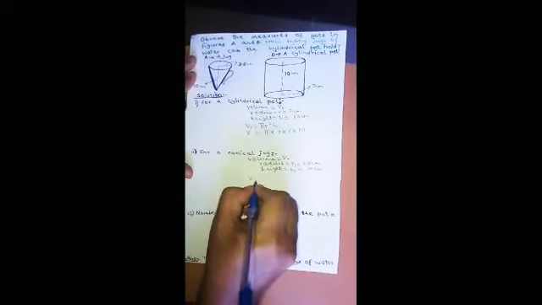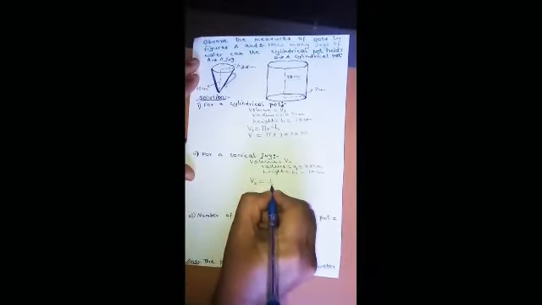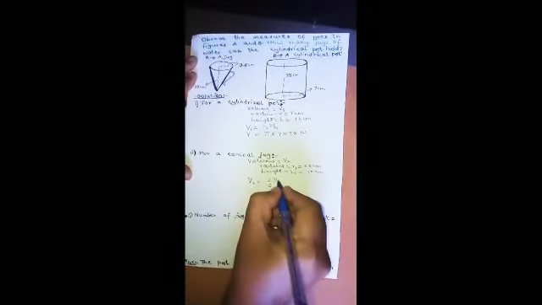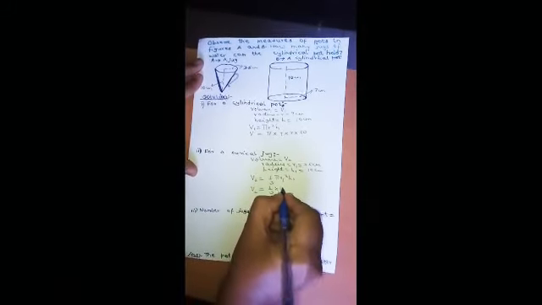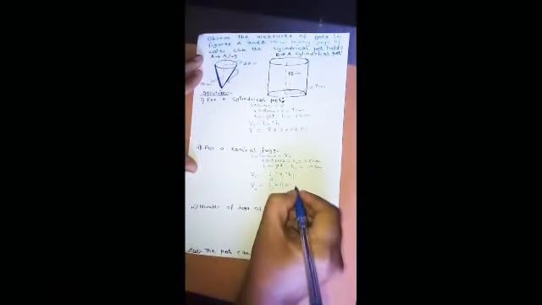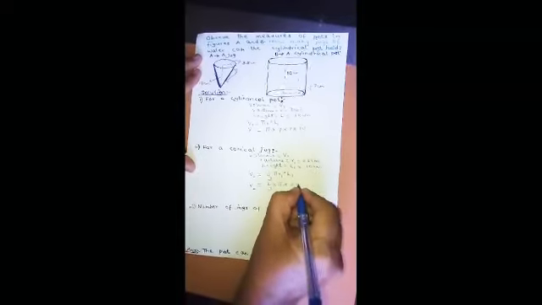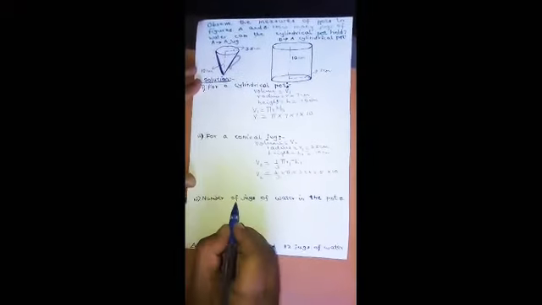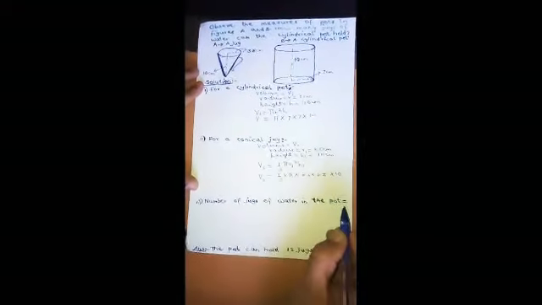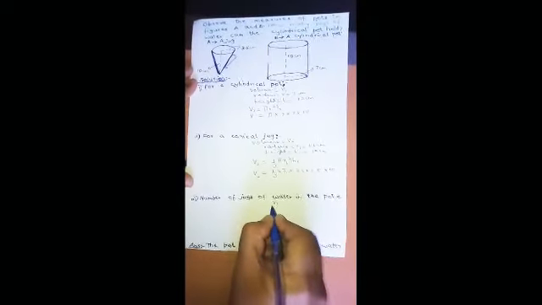Now we know that V2 will be 1 upon 3 pi R1 square H1. So then V2 will be 1 upon 3 into pi into R1, which is 3.5, into 3.5 into 10. In the third step, the number of jugs of water in the pot will be equal to V1 upon V2.